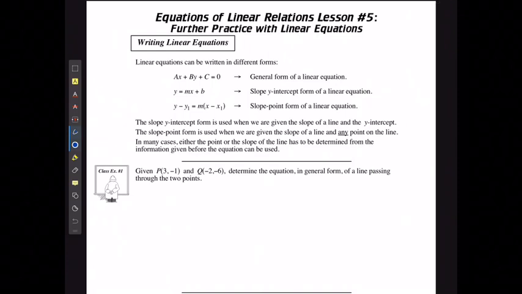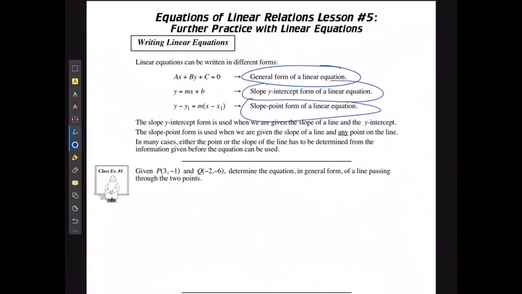Okay, so now that we've learned all three of our forms for linear equations, as we can see here, we have the general form, we have slope-intercept form, and we have slope-point form. The slope-y-intercept form is used when we're given the slope and the y-intercept. The slope-point form is used when we're given the slope and any point that exists on the line.